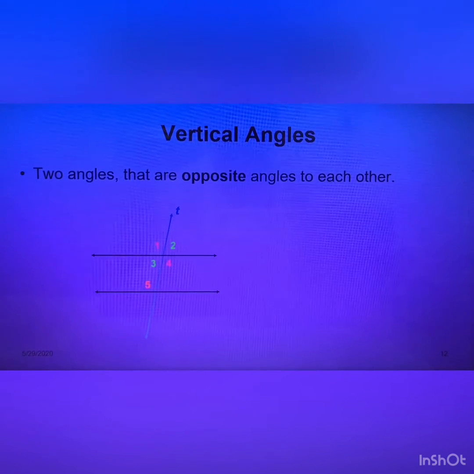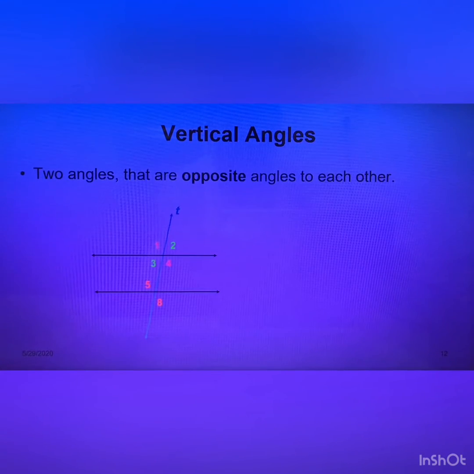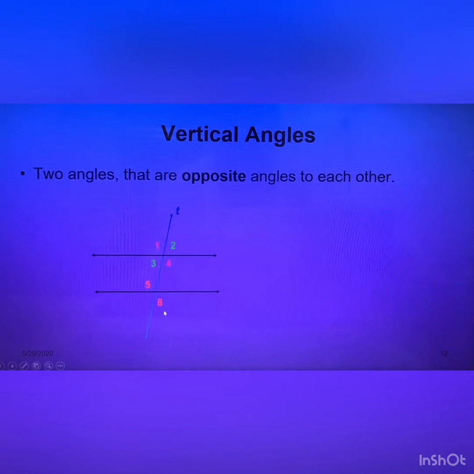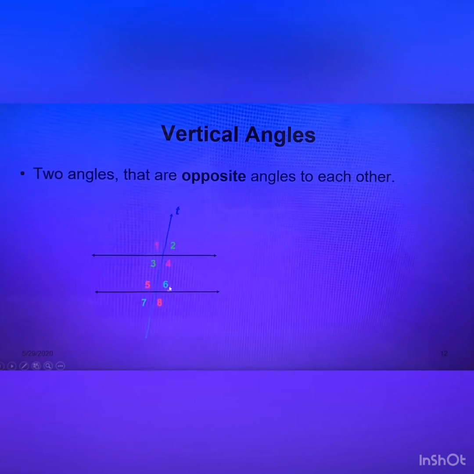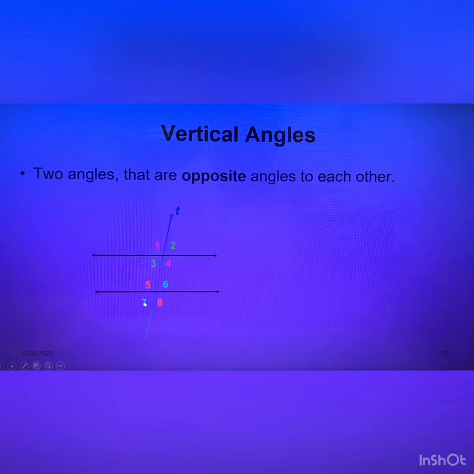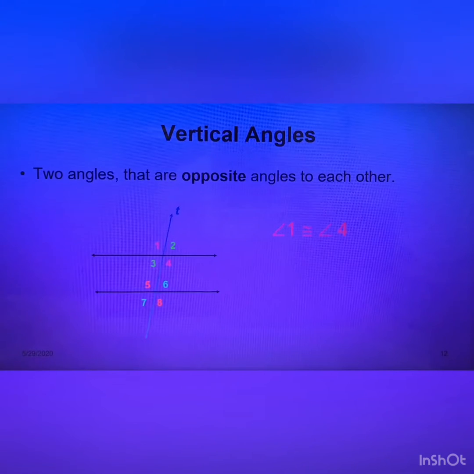About angle 5 and angle 8, once again, these angle 5 and 8 are vertical opposite angles because they are just opposite to each other. And angle 6 and angle 7 are also vertical opposite angles because they are once again just opposite to each other. Now what is the relation between vertical opposite angles?